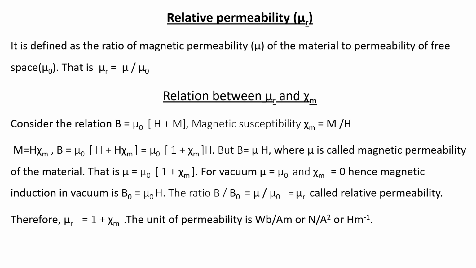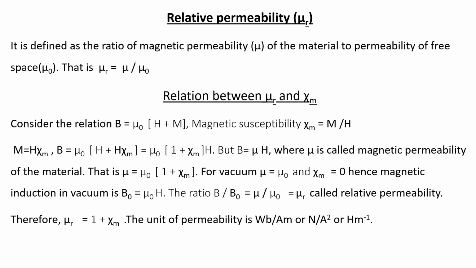But we have already studied that B is equal to mu H, where mu is the magnetic permeability of the material or medium. Therefore, substituting the value of B on the left hand side of the above equation and considering the equation on the right hand side, we get B is equal to mu H, and B is equal to mu 0 into 1 plus chi m into H. H and H will cancel, and finally we get mu is equal to mu 0 into 1 plus chi m.